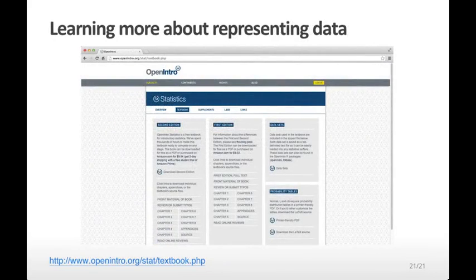If you want to learn a lot more about representing data, or if you're very interested in the mathematics that underlie a lot of the ideas that we'll be talking about, OpenIntro is a great place to start. This is a free statistics coursebook that starts from the very beginning and explains details about probability, distributions, parameters, and conditioning.